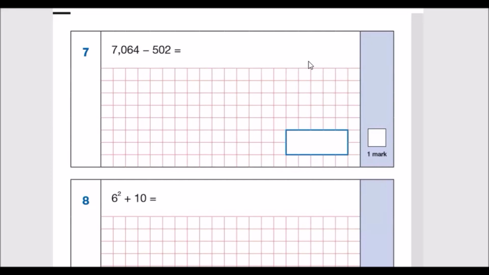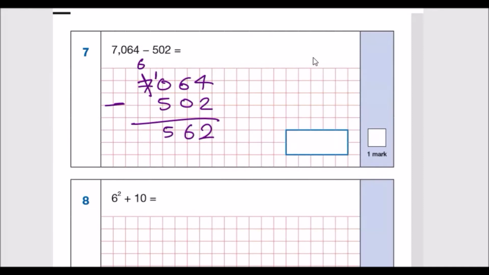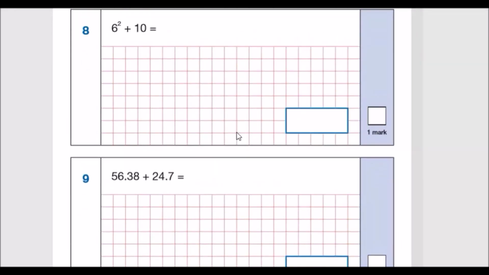Just to be safe, use the column method, yep. Always make sure you line up correctly and line up tens, units, hundreds, and thousands. So just do what you always do. So you got 4 take away 2 is 2, 6 take away 0 is 6. You cannot do 0 take away 5, so you borrow off the 7, so borrow 1, so it becomes a 6, and it becomes a 1 here, so it becomes a 10. 10 take away 5 is 5, and 6 take away nothing is 6. So that's your answer, 6,562.